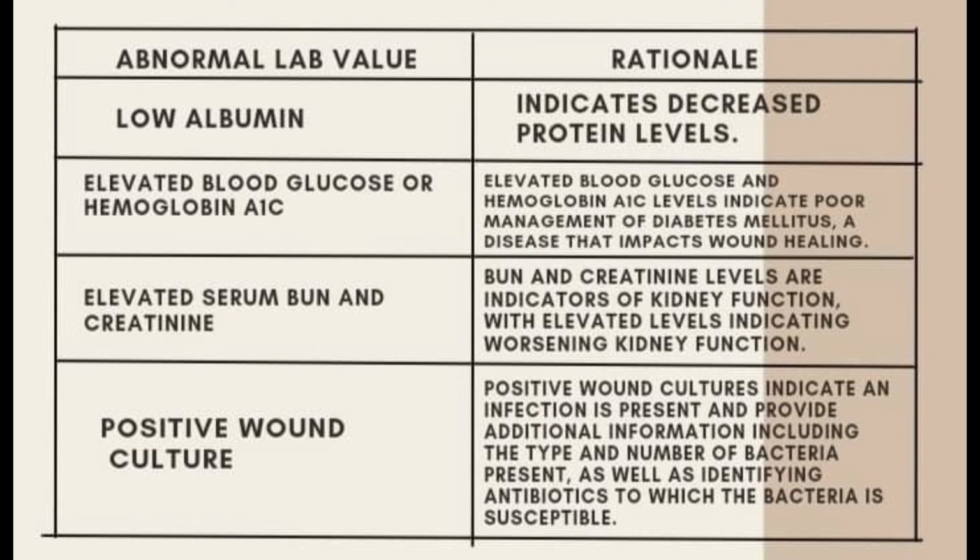Next is elevated blood glucose or hemoglobin A1C. It is a sign of diabetes, a chronic condition that can cause serious health problems, including heart disease, kidney disease, and nerve damage. Elevated blood glucose and hemoglobin A1C levels indicate poor management of diabetes mellitus, a disease that impacts wound healing.